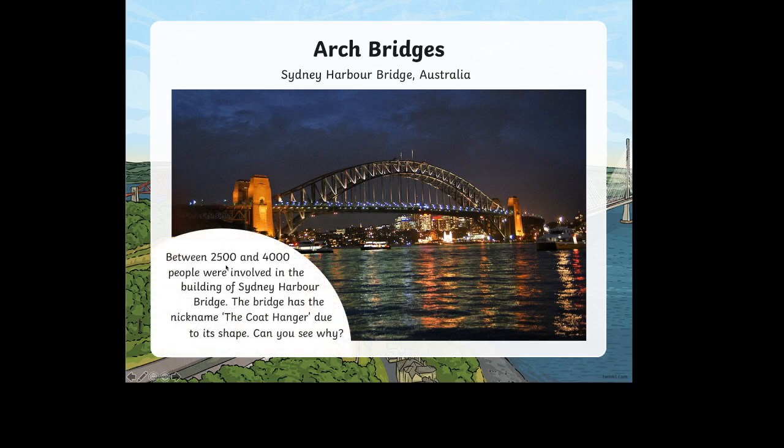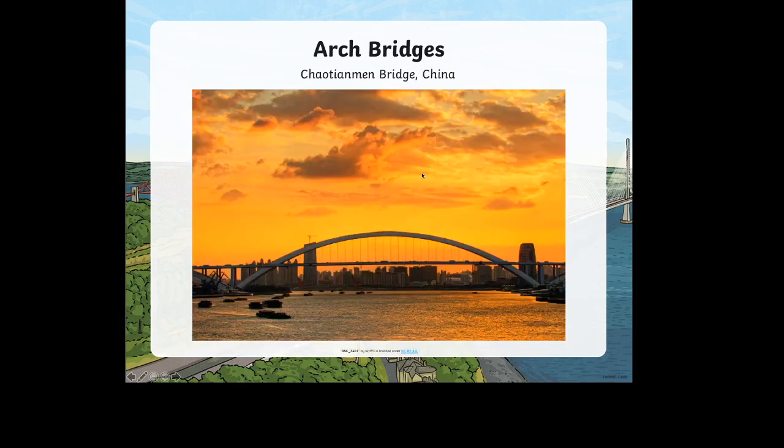Between 2,500 and 4,000 people were involved in building the Sydney Harbour Bridge. The bridge was nicknamed the coat hanger due to its shape. Can you see why? It does look a little bit like a coat hanger, doesn't it?